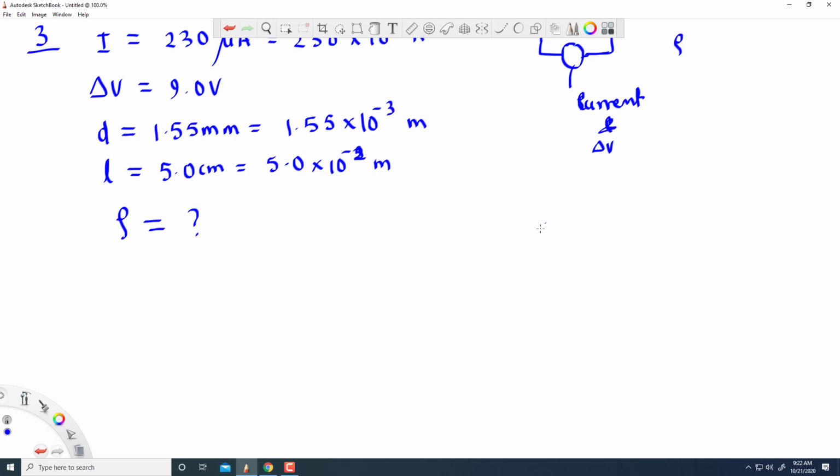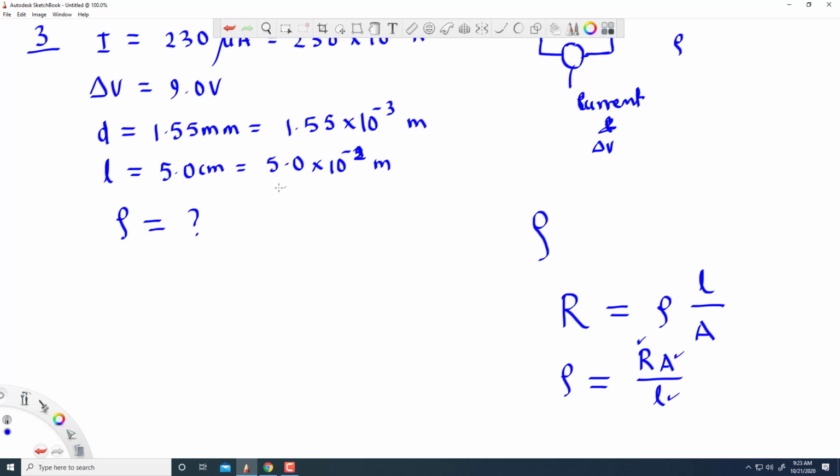So whenever you are solving a problem, think about what you are trying to find. You are trying to find rho, and think about what formula can give you rho. We know only one formula that can give us rho, that is R is equal to rho L over A. That's the only formula we have. Okay, so that's the first step. So to find rho, we need to rearrange this. Rho would be R A over L. So to find rho, we need R, we need A, and L.